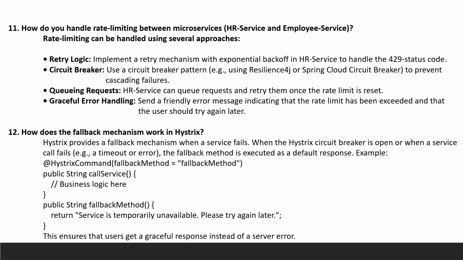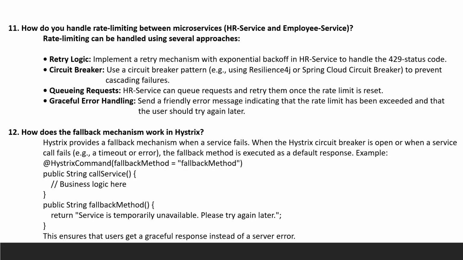Then, how do you handle rate limiting between microservices? This is quite commonly implemented in our projects. For example, he gave one example: an HR service and an employee service. The HR service is invoking services of the employee service. This employee service implements a rate limit within a second. It can serve up to 10 requests. If more than 10 come within the second, it will return an error. So he asked how we handle that.